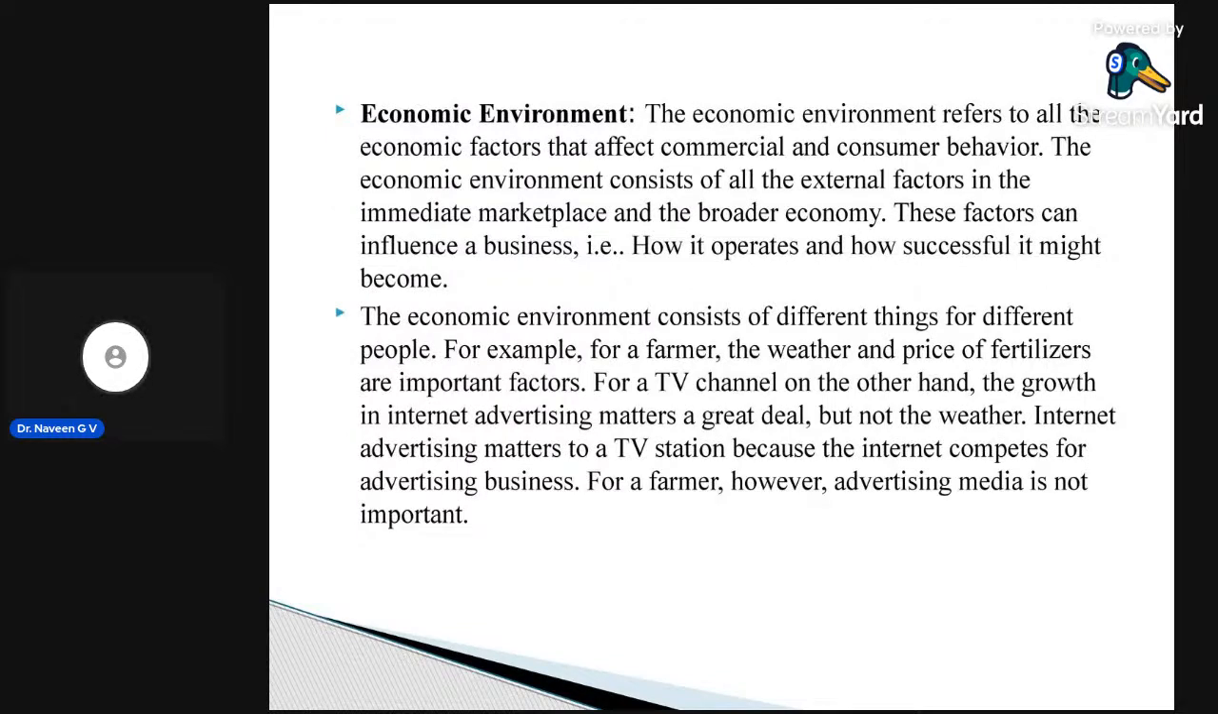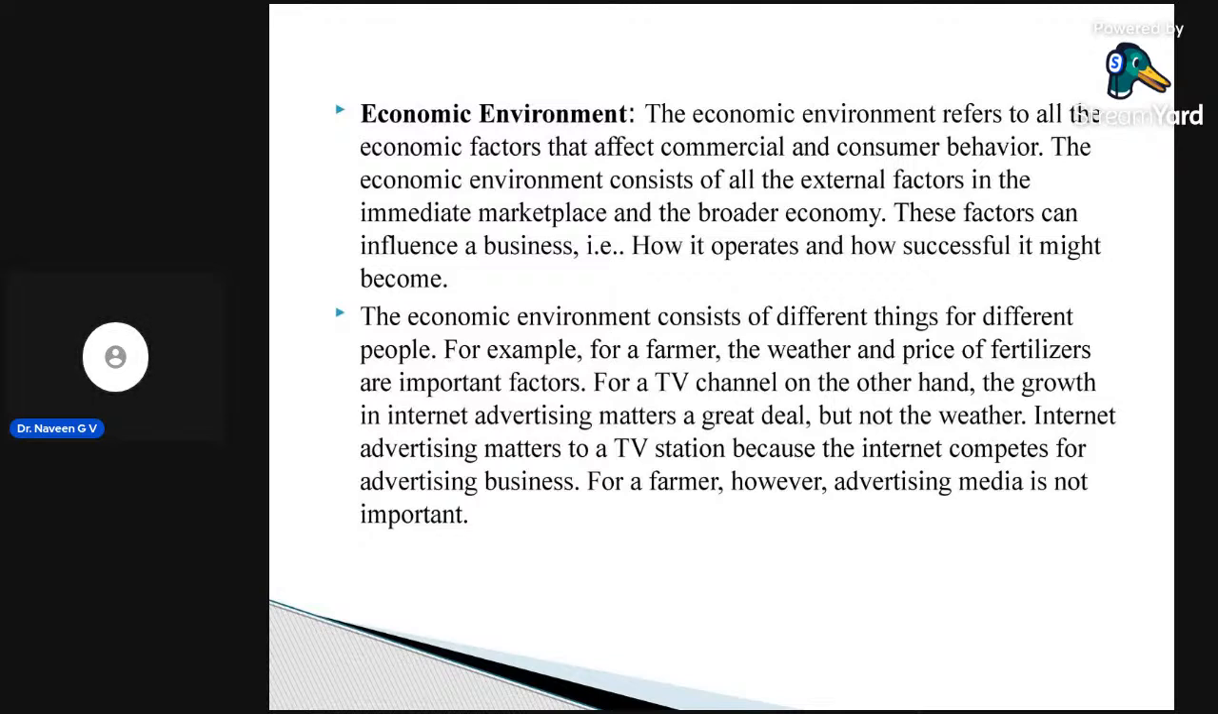Then we come to the point of economic environment. Economic environment refers to all the economic factors that affect commercial and consumer behavior. It means commercial buying and selling of goods and services, and consumer behavior at the time of purchasing goods and services: how the consumer acted or reacted in purchasing goods.